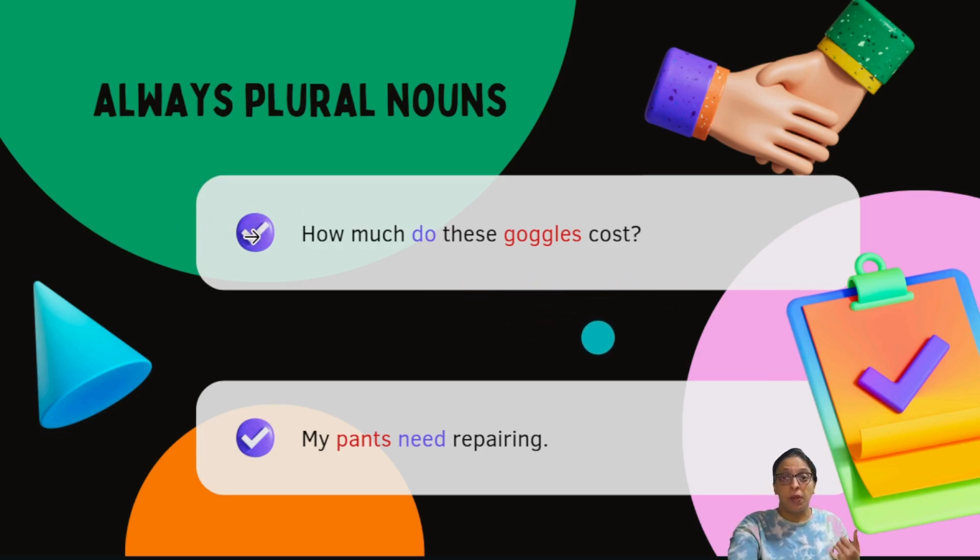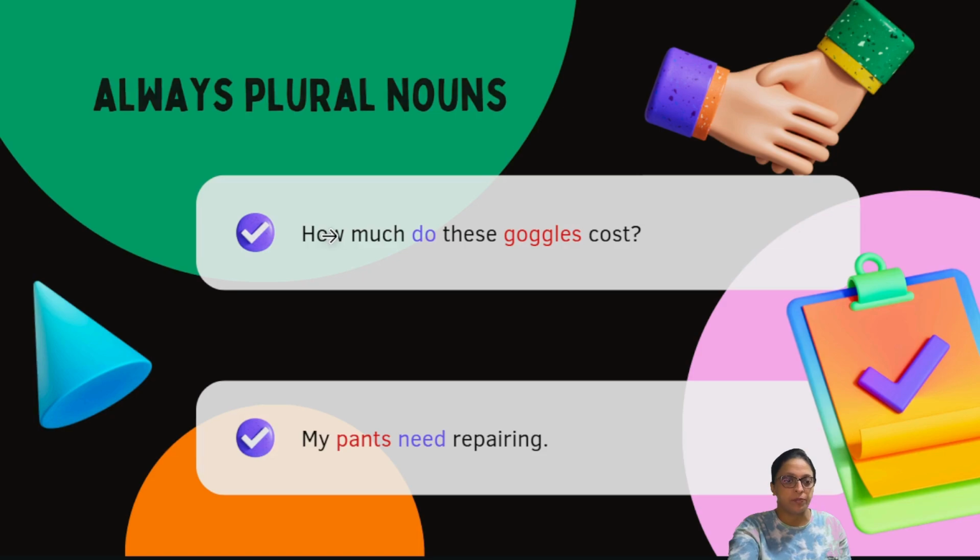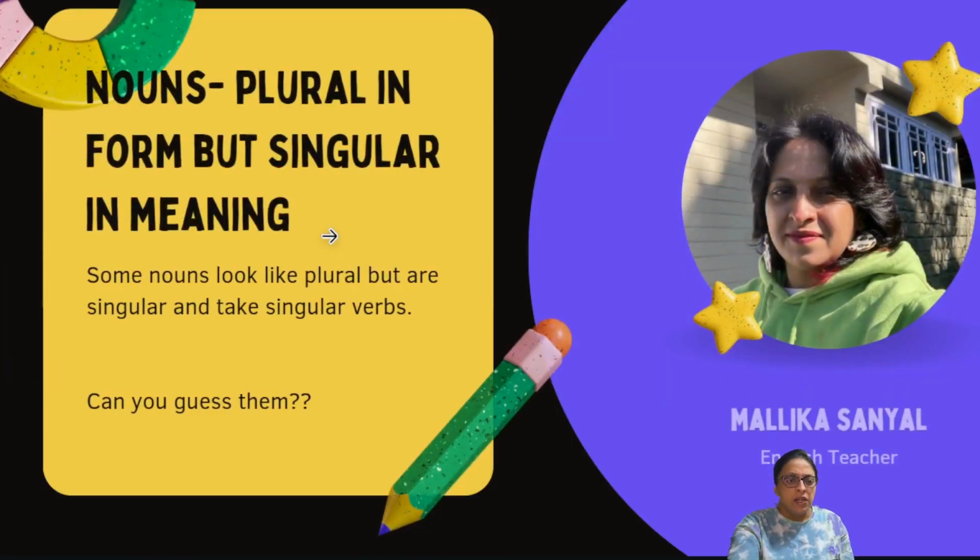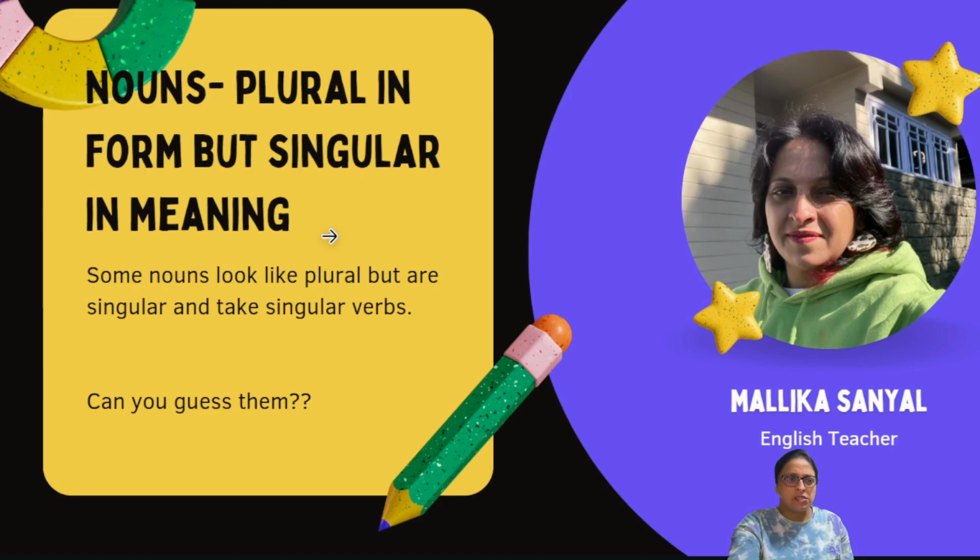In the same way, my pants need repairing. It is not that my pant needs repairing. My pants need repairing. So remember to use them as plural nouns and use plural verbs with them. Let's see another very important thing. There are certain nouns which are plural in form. That means they look like plural, but actually they are singular in meaning.